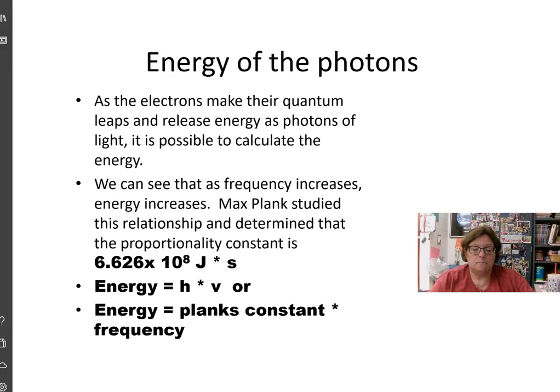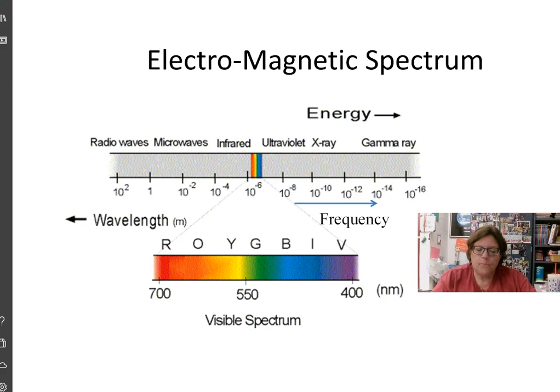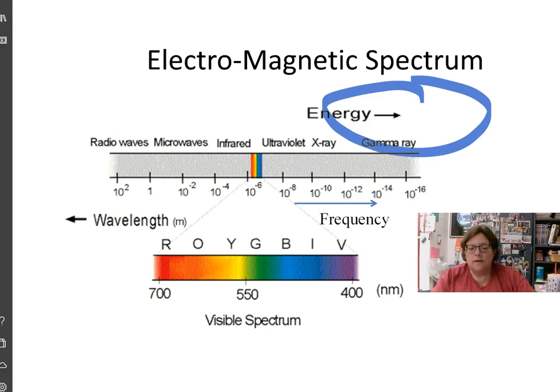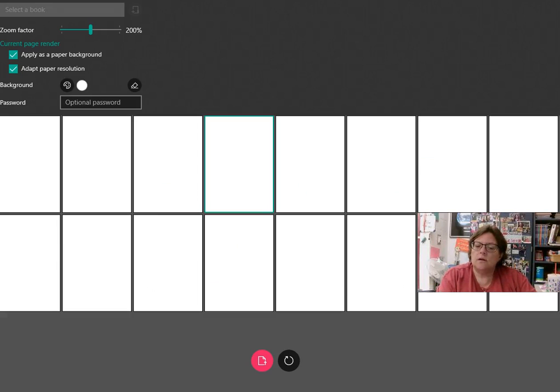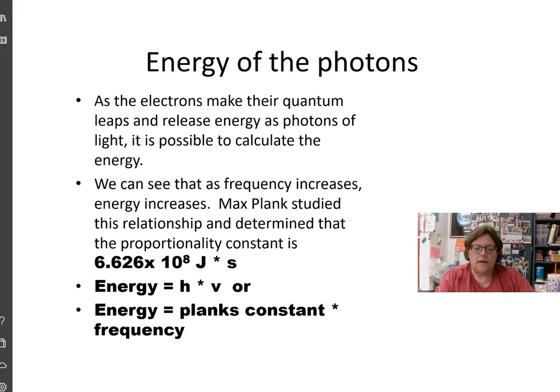Now we're going to talk about energy. Remember our picture back here? We said that energy was at the small end, small wavelength, high energy. That makes sense. A short wavelength takes a lot more energy than a long one. So energy and frequency are directly related. Max Planck is the scientist that came up with this. He realized that they were directly related, and he came up with a way to calculate that.